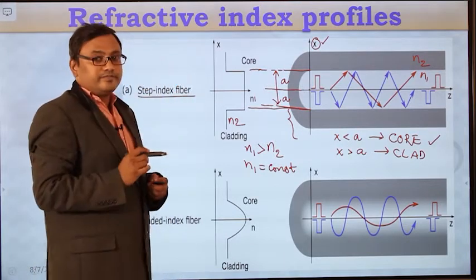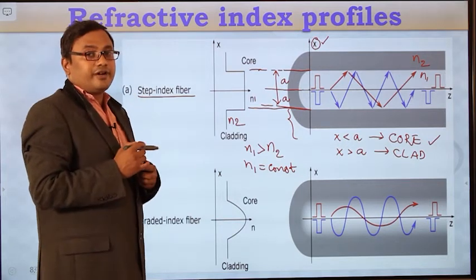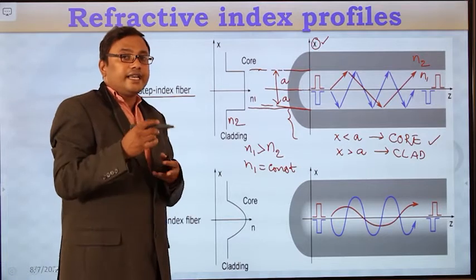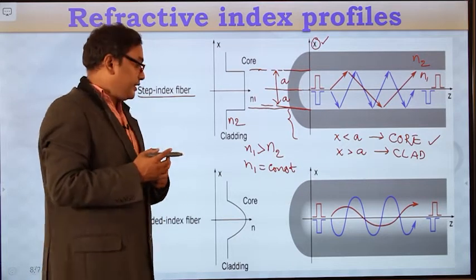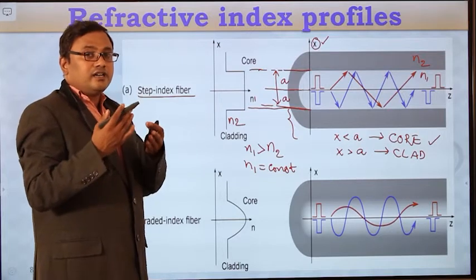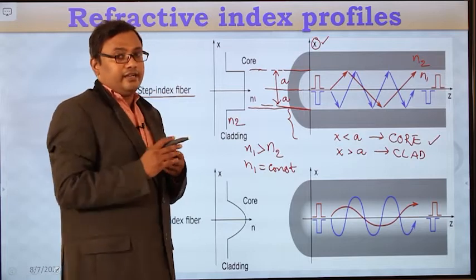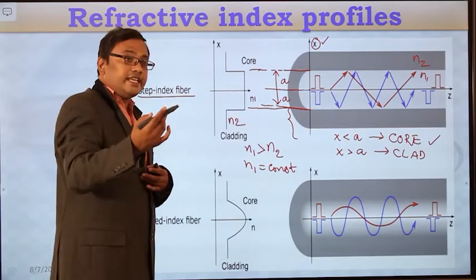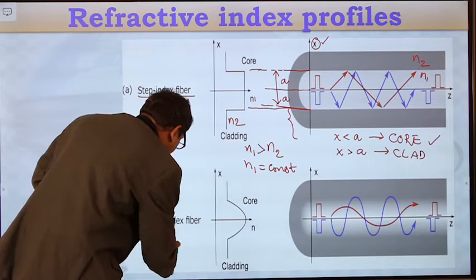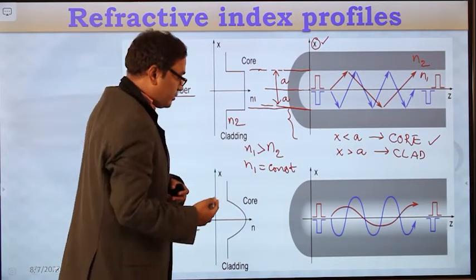And now coming to the second type of optical fiber cable, which is the graded index optical fiber cable. In graded index, the refractive index of the core is gradually varying. So because of the gradual variation in the refractive index, we are calling this particular fiber the graded index fiber. So now look at this diagram.